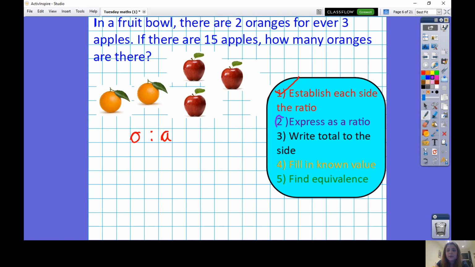Step 2 is to express your information as a ratio. Now I'm just going to fill in my information. 2 oranges for 3 apples. So underneath the oranges, I'll put 2. Underneath the apples, I'm going to put 3.